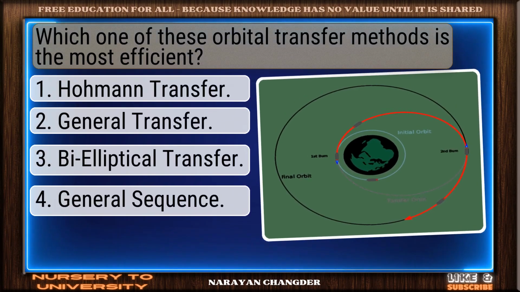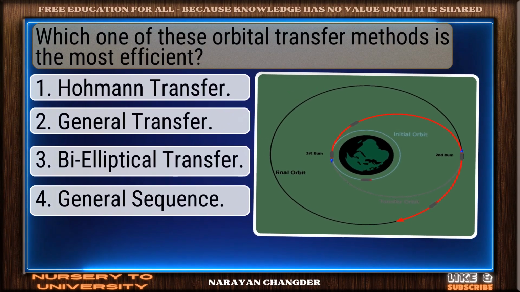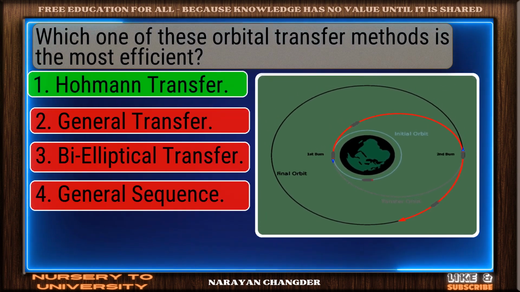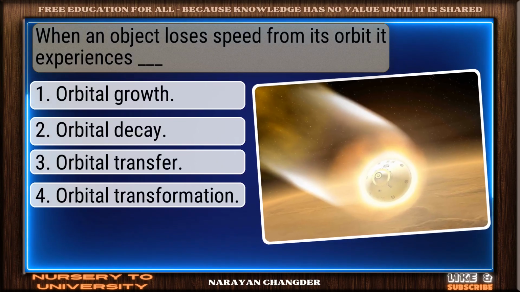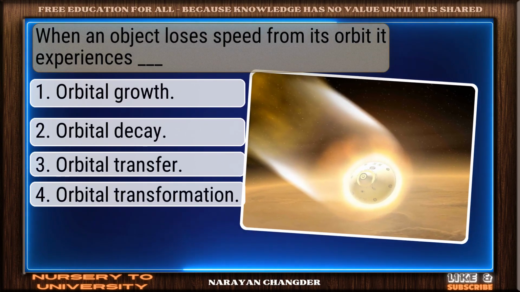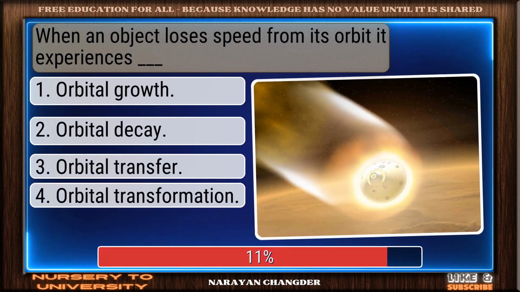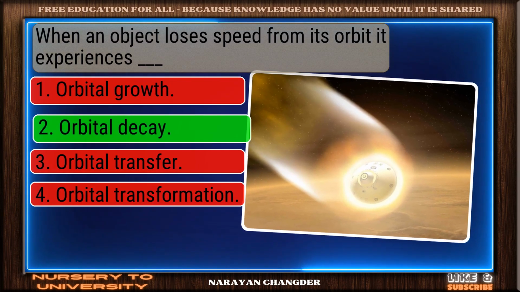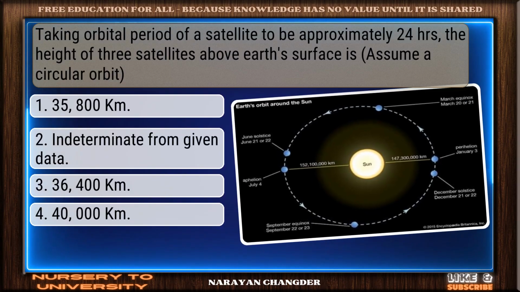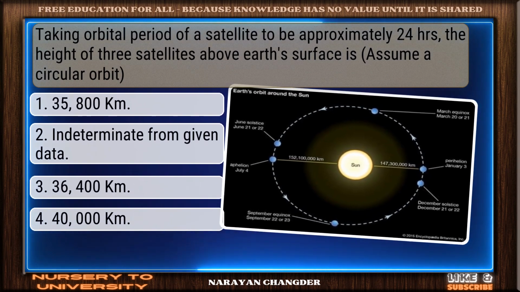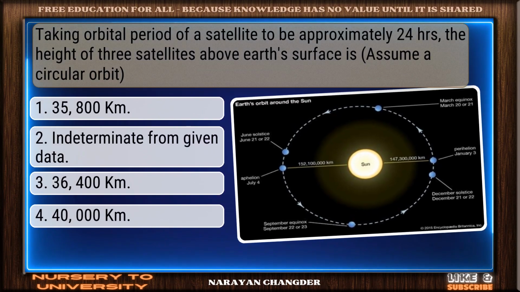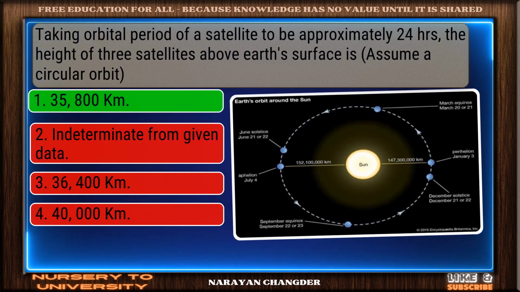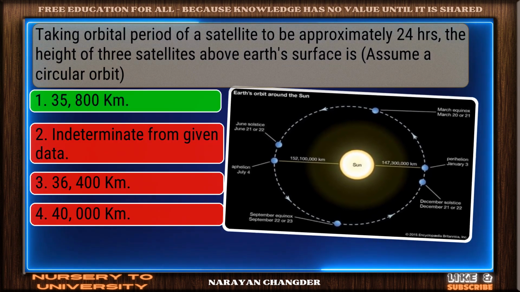Which one of these orbital transfer methods is the most efficient? Nicely done. Hohmann transfer is a solid answer. When an object loses speed from its orbit, it experiences dash. You got it. Your choice, orbital decay, is right. Taking the orbital period of a satellite to be approximately 24 hours, what is the height of the satellite above Earth's surface? Valid point. 35,800 km is true.